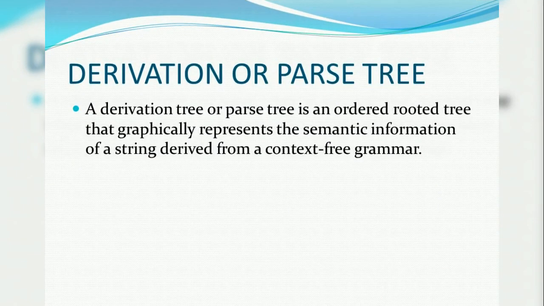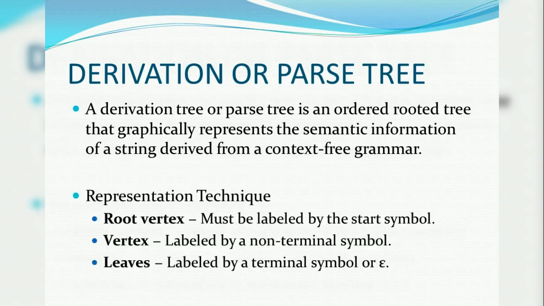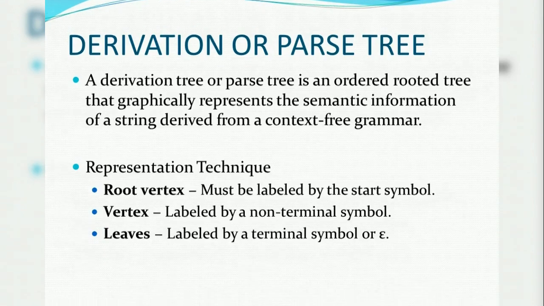Now, what is a derivation or parse tree? A derivation tree, or parse tree, is an ordered rooted tree that graphically represents the semantic information of a string derived from a context-free grammar. The representation technique of a parse tree is, the first one is the root vertex. It must be labeled by the start symbol. Vertex: it is labeled by a non-terminal symbol, for example capital A, capital B. Leaves: they must be labeled by terminal symbols, for example small a, small b or epsilon.